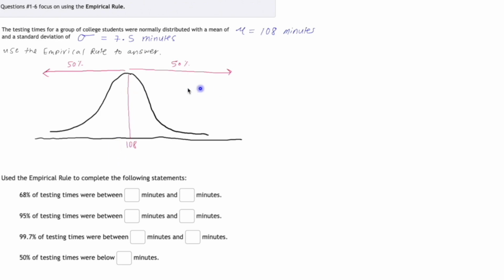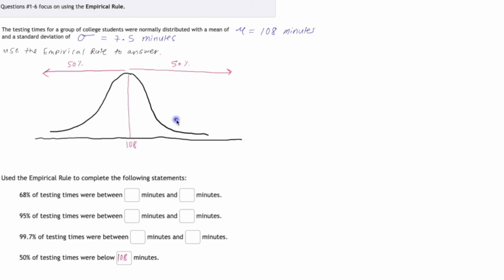Okay, and remember this is a symmetric curve, so that means 50% is to the left and 50% of our data is to the right. And so I'm actually looking at one of these questions ahead of time, and I see that one of the questions says 50% of testing times were below how many minutes? Oh, okay, well, I already know 50% of the data is below the mean, so that's going to be my first answer, actually, 108. Okay.